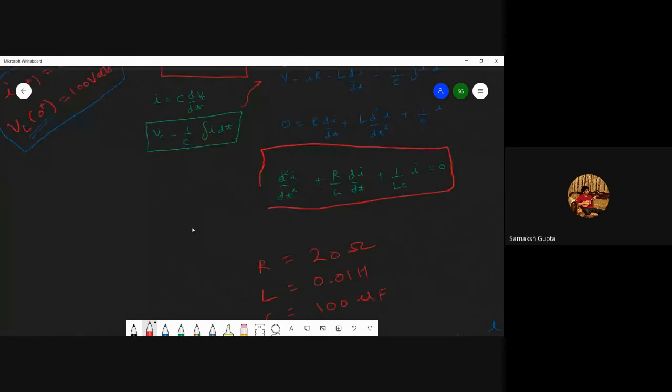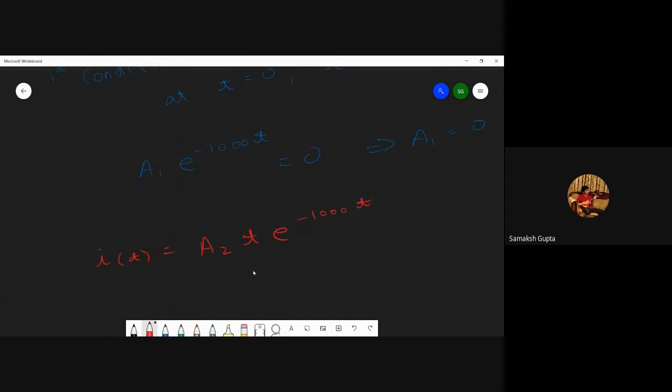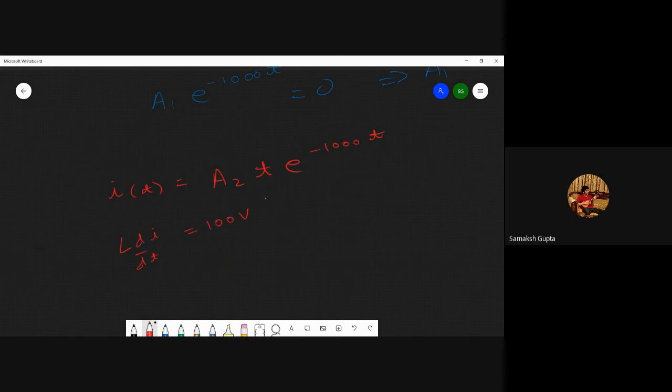So what we can do is use this second condition in which we have found that VL(0+) is 100 volts. So basically L di/dt is 100 volts. You can differentiate i(t). Upon differentiating, we will get something like e^(-1000t). If I use the product rule, first I keep this outside and differentiate t, then I keep t inside and differentiate the other part. Is this fine?